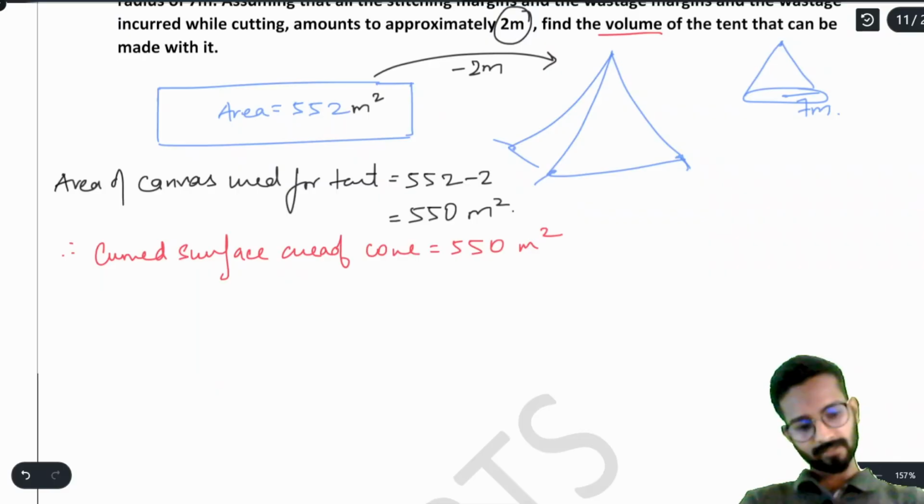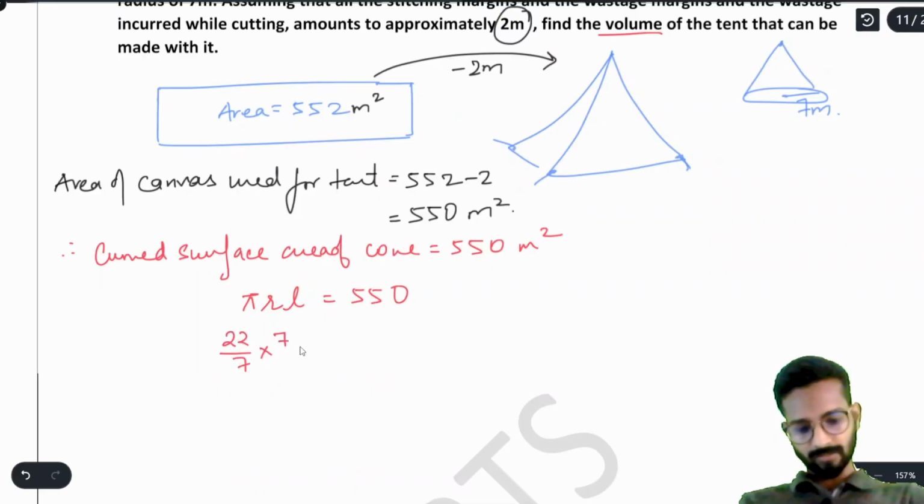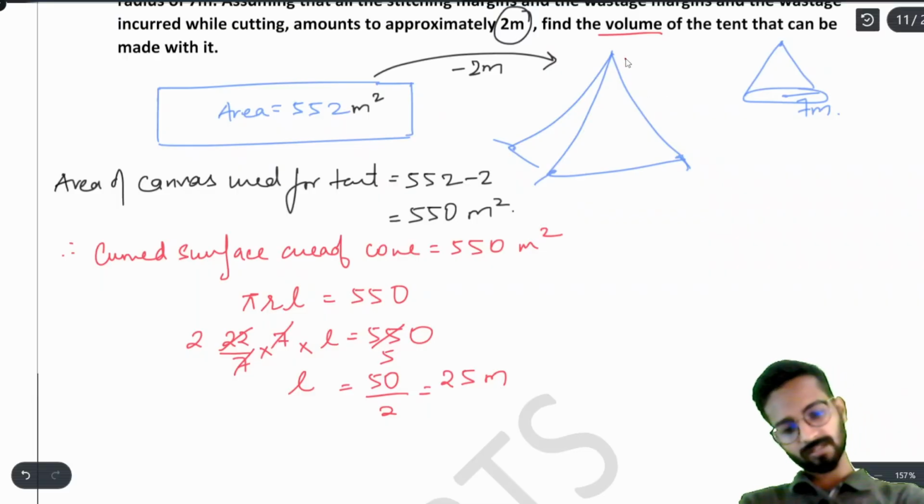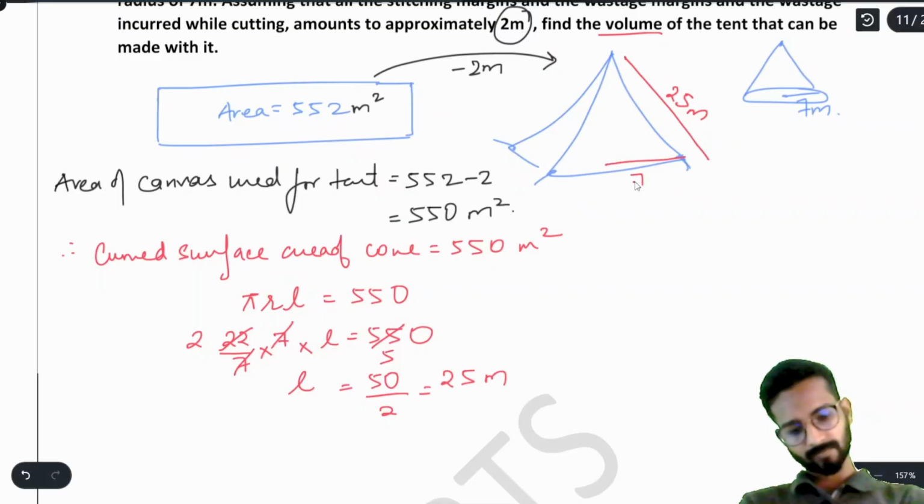So I can write here CSA formula is pi RL, which is 550. Pi RL means you can say 22 by 7, radius is 7, multiply L is equal to 550. L when you will find out, 11 2s are 11 5s are, L is equal to 50 by 2, that is 25 meters. So your L is 25 meters. It means I can say this slant height is 25 meters. Radius is 7 meters. Can we find the height? Obviously we can find the height.